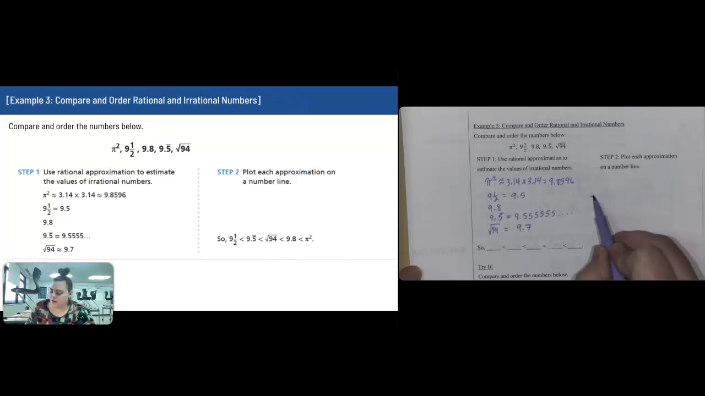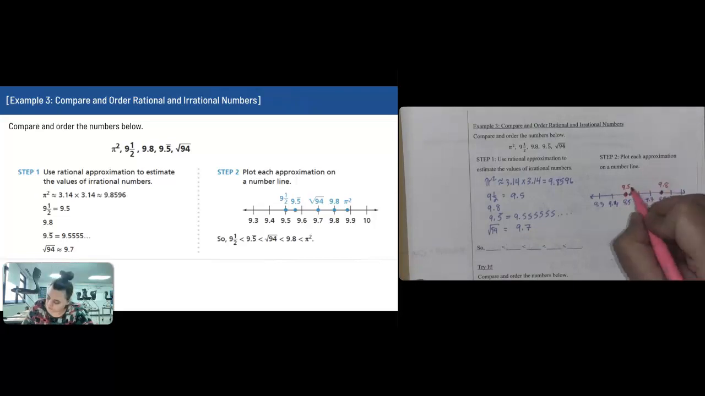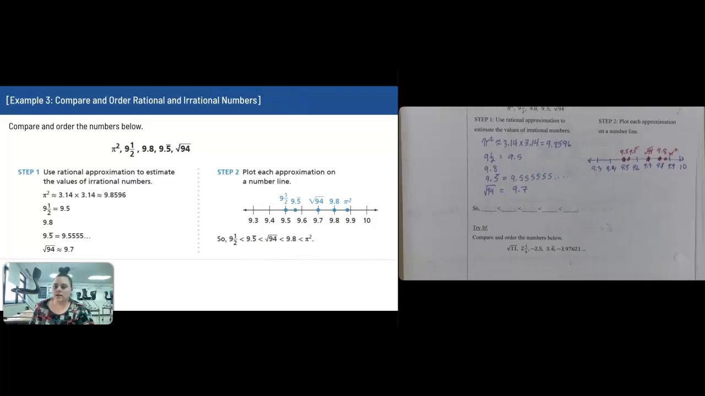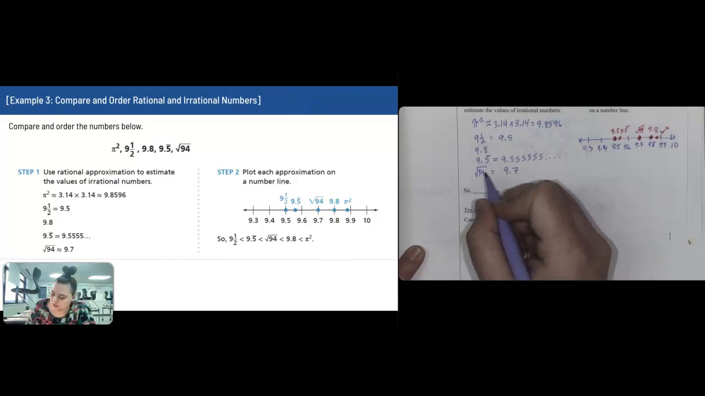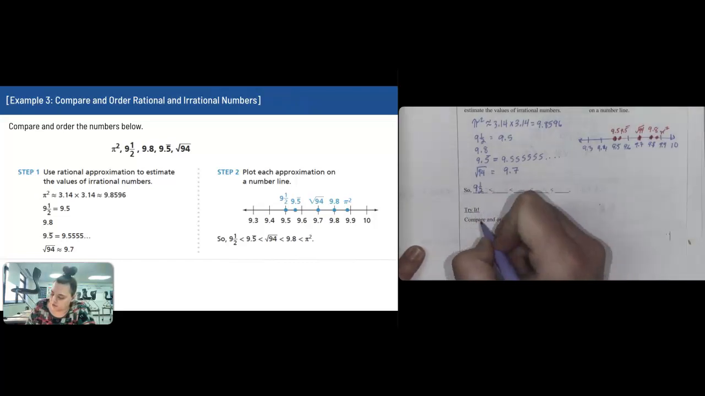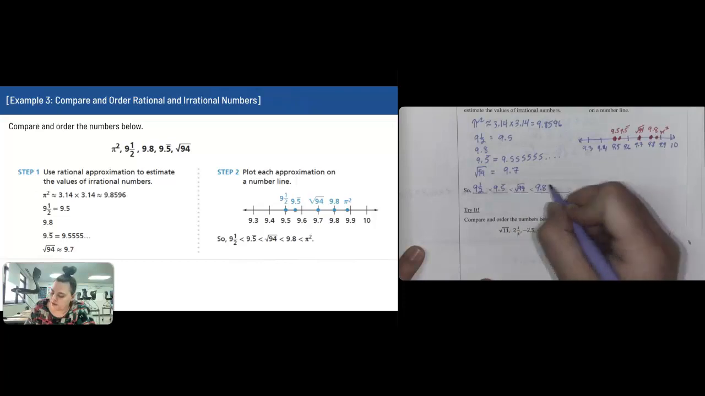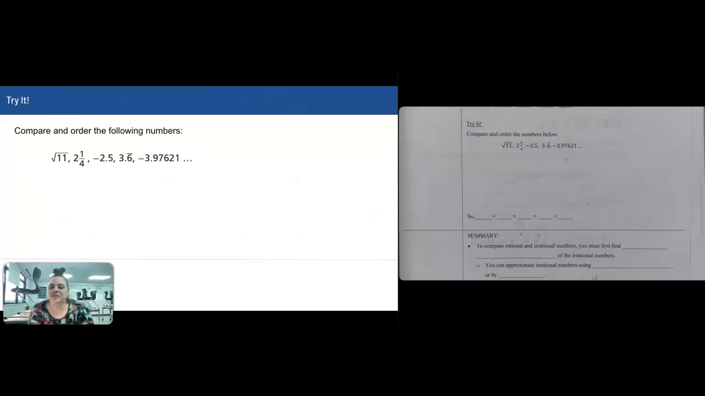Now we can put each of these on a number line. And once they're on the number line, we can quickly see the order that they go in. So we have our smallest, 9.5. Then we have 9.5 repeating. Then the square root of 94, followed by 9.8, and finally pi squared. You try this problem and then watch the video to see if you got it right.